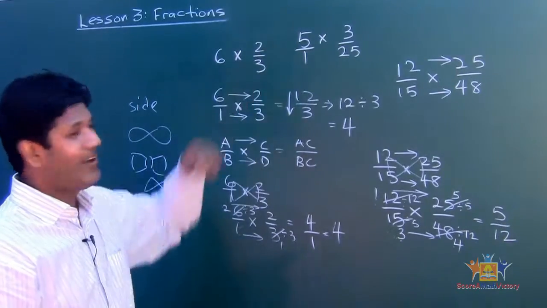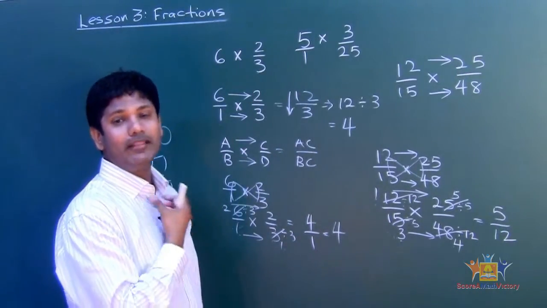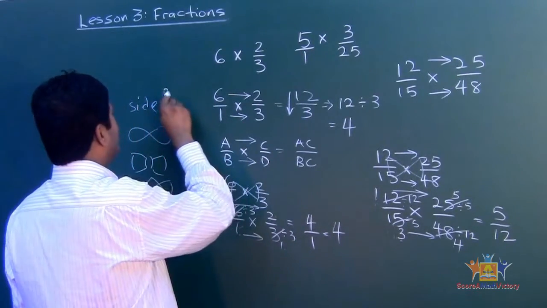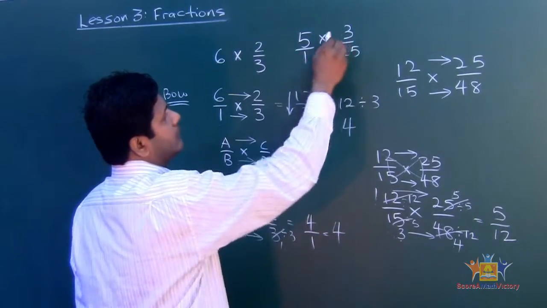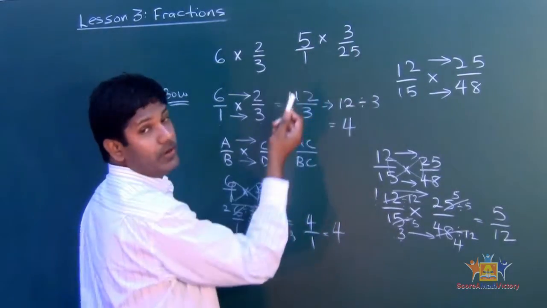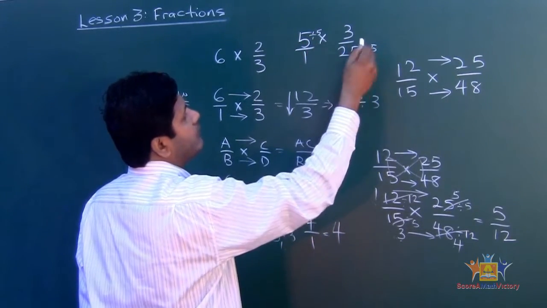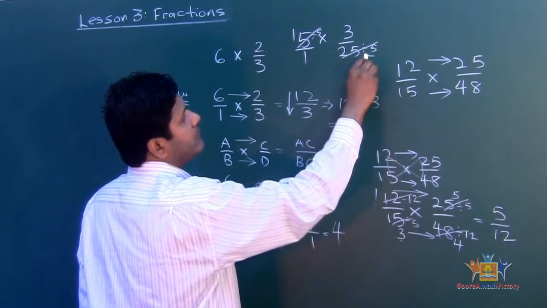Okay, so now I'm going to use the bow tie method. Bow, it's B-O-W, the bow tie. So like this, I'm going to say 5 and 25. I can simplify. I can divide this by 5, and I can divide this by 5. That makes this one 1, and 25 divided by 5 is 5.